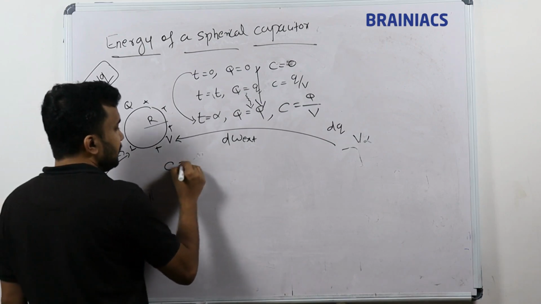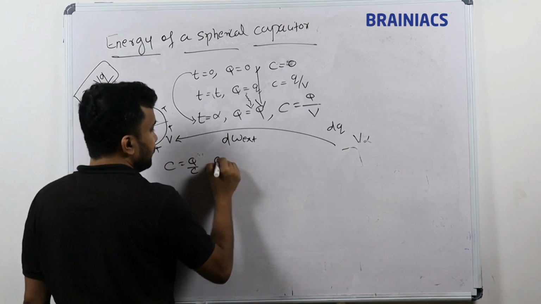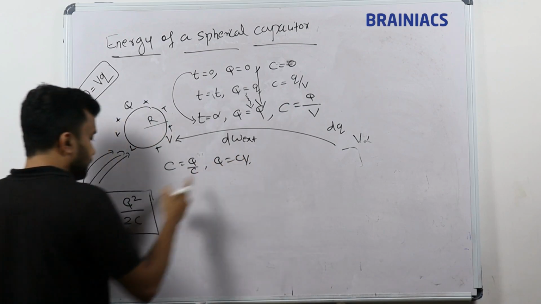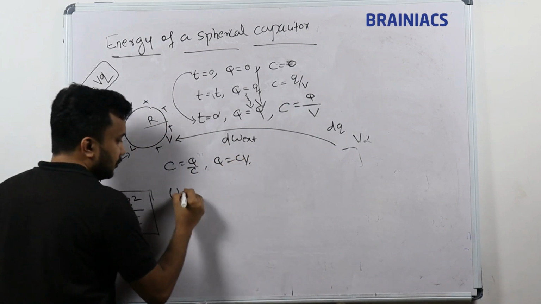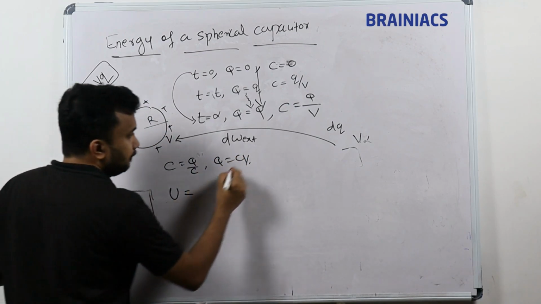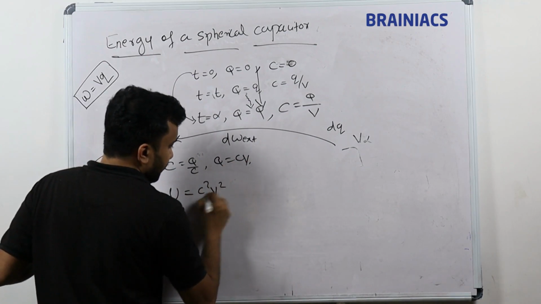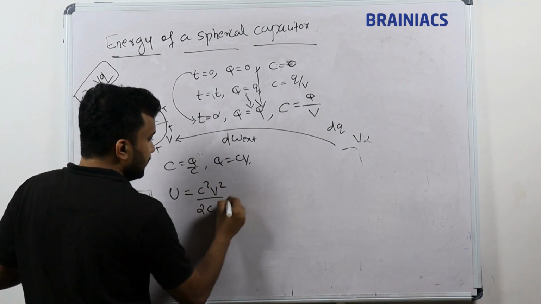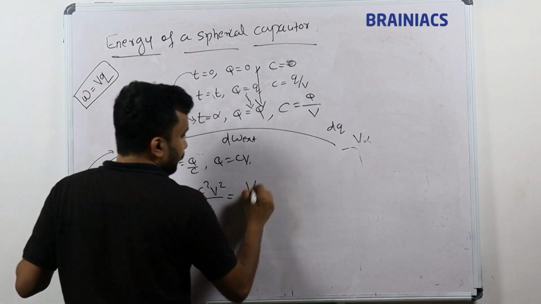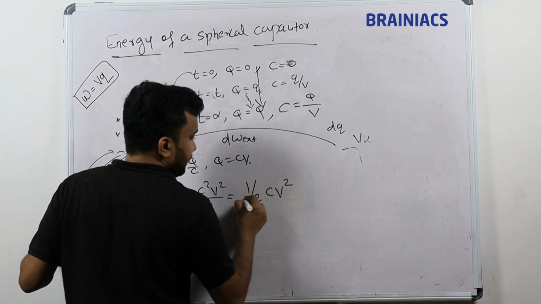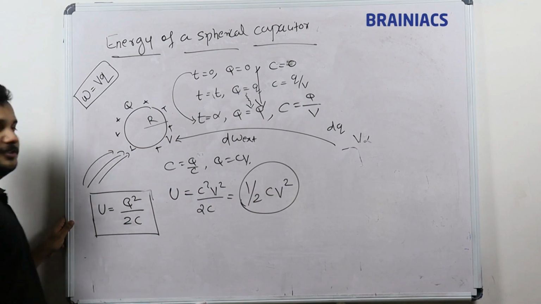I know C is equal to Q by V, so I can say Q is equal to CV. I am substituting this into the equation. So U equals Q square, which is C square V square, divided by 2C. C and C will get cancelled, so we will get half CV square. This is another equation of energy.